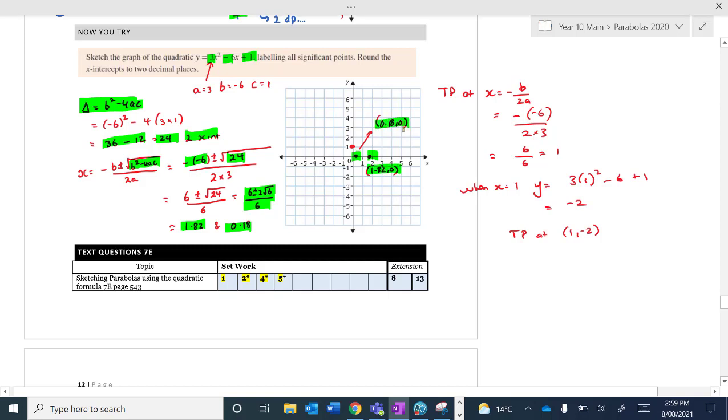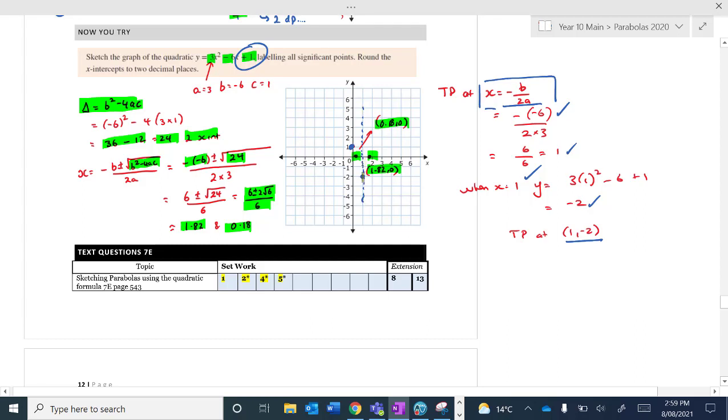The y-intercept is the easy part. That's when x equals 0. That's this constant over here, which is, of course, 1. And then the turning point is at x equals minus b on 2a. Well, let's throw that in. Minus b, minus -6, over 2 times a, which is 2 times 3, which is 6. 6 divided by 6 is 1. Subbing x equals 1 into my equation gives me that my turning point is at (1, -2), which of course is exactly halfway between the two x-intercepts.